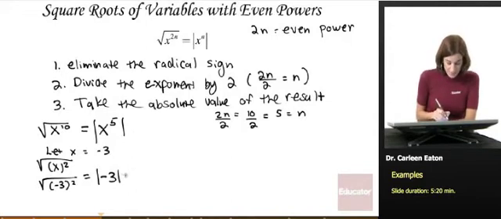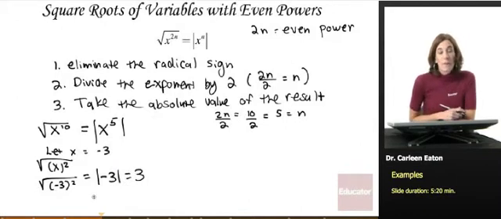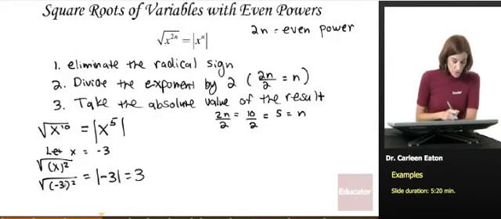That's why you need to add the absolute value. If I take the absolute value, I'm going to end up with a positive square root. So instead of saying, okay, this is 9, and I end up with a negative square root of that, I'm going to ensure that positive square root by using the absolute value symbol.